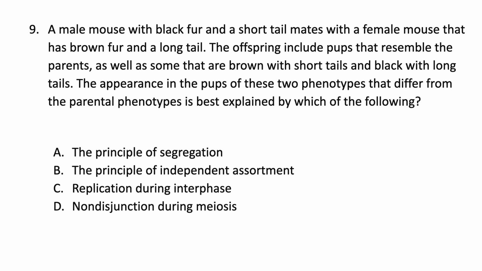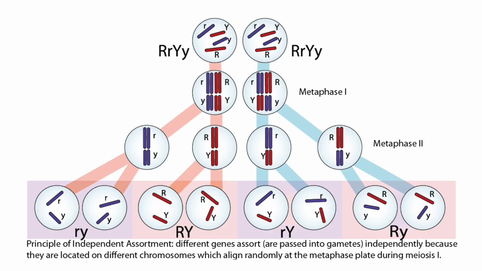So the correct answer here is B, the principle of independent assortment. So we can have genes that are responsible for these different phenotypes, and if these genes are present on different chromosomes, these chromosomes can segregate independent of each other into different gametes. So in this way, you can get offspring that don't resemble the parents relative to these two particular traits.